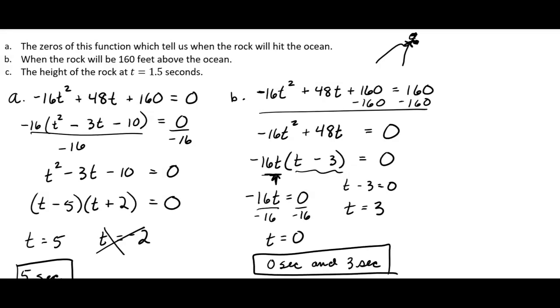So it's going to go up for a little while, it's going to max out, and then it's going to come right back on its way down to 160 feet off the ground. So you can see it's the same height, like right here. And that's going to happen, ball goes up, or rock goes up, rock comes down. And it's going to take 3 seconds then for the rock to leave her hand and get back to the same spot of 160 feet above the ocean. Okay, so we got one more part. C, find the height of the rock at t equals 1.5 seconds.